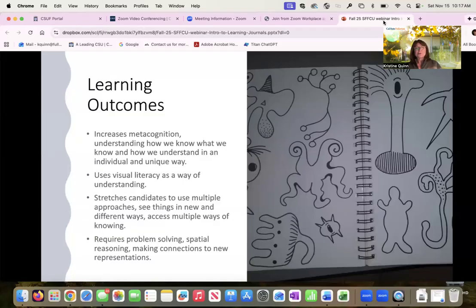This practice stretches the use of multiple approaches. It requires the student to see things in new and different ways and to access multiple ways of knowing. Every time you open your learning journal and work with multimedia materials, it requires problem solving. It requires spatial reasoning, making connections to new representations, using your content knowledge, not only your art content knowledge, but the content of the subject of the paper that you are creating.